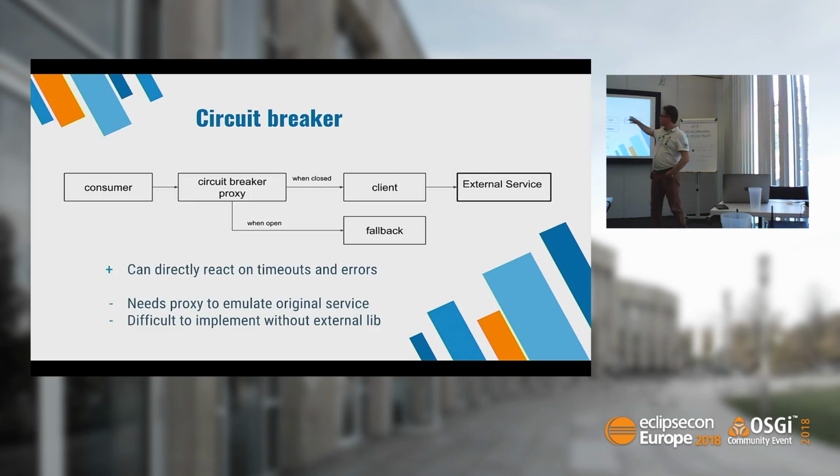And then the circuit breaker basically works like a fuse in your home. By default, it's closed, so your current is running, so your power is there, you can use some device. But when something goes wrong, the fuse opens and the power is broken to avoid further damage on your systems or on your health.